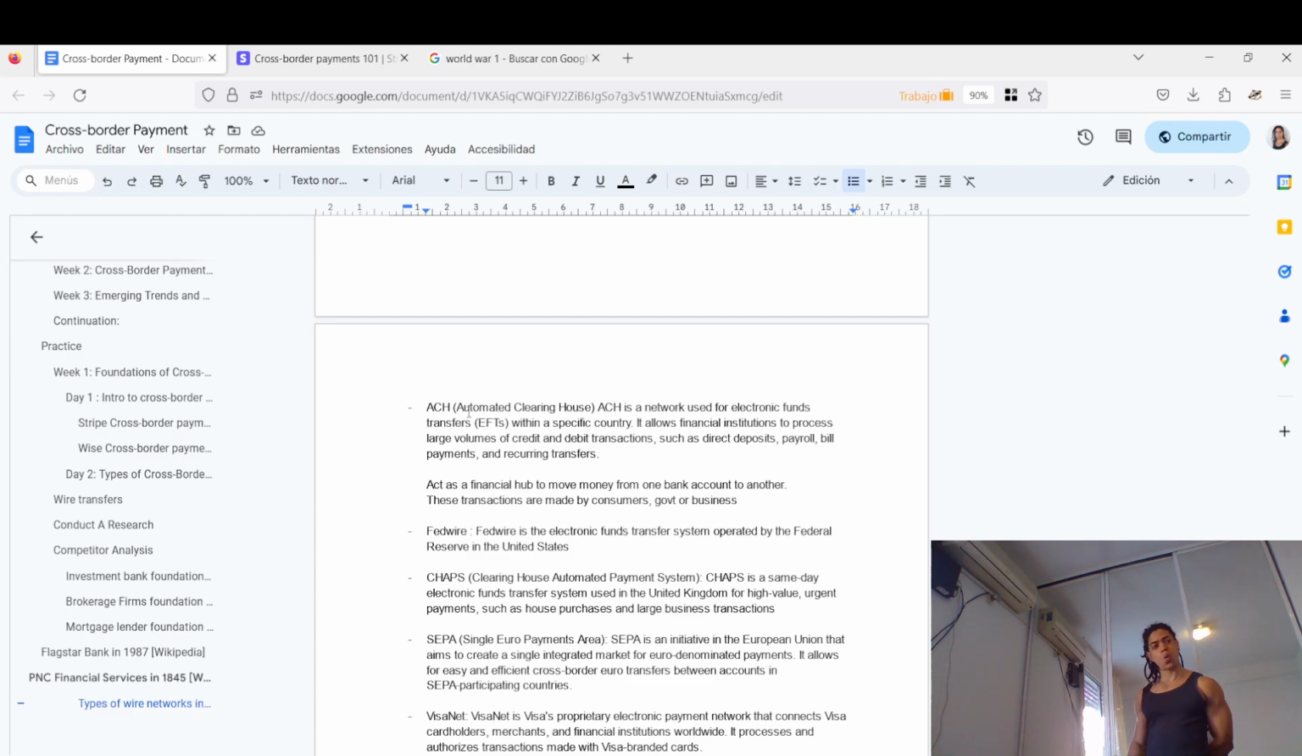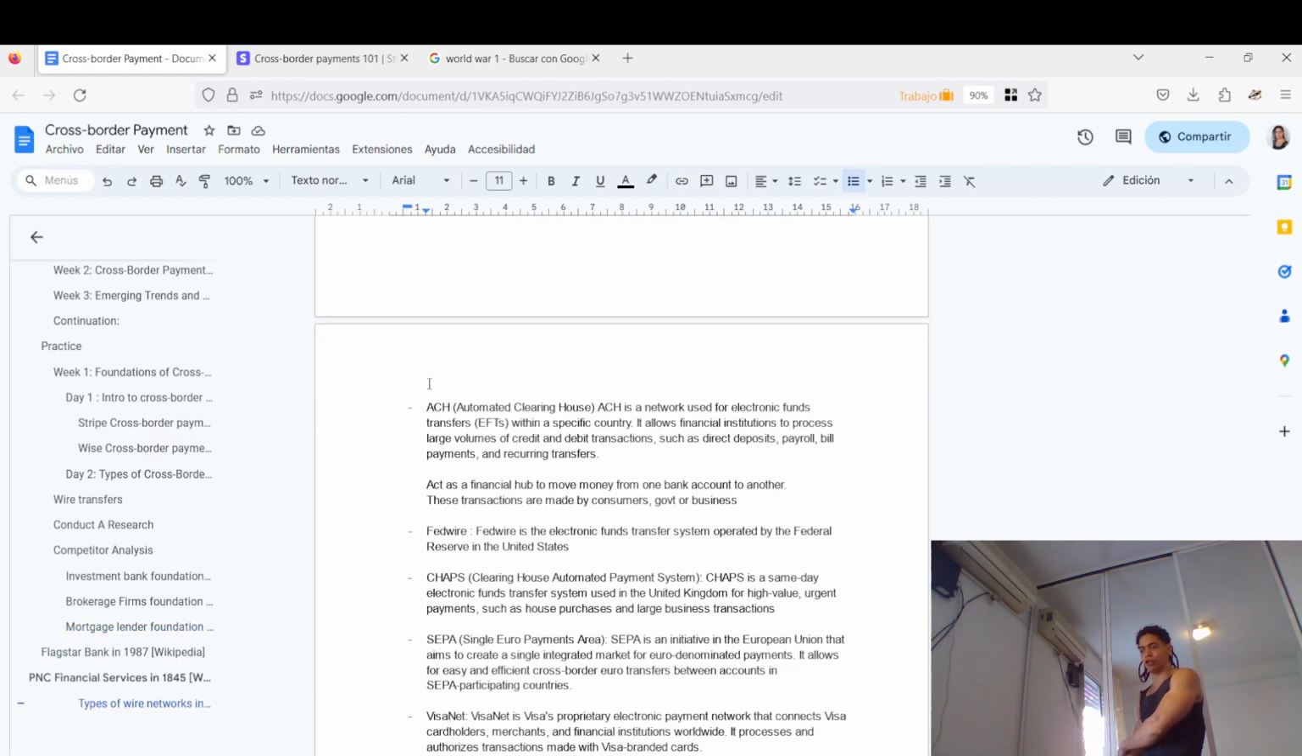So this is one type of network or mechanism that you can use to perform these wire transfers to transfer funds electronically across banks or financial institutions, whether it's investment banks, credit unions, brokerage firms, or mortgage lenders.